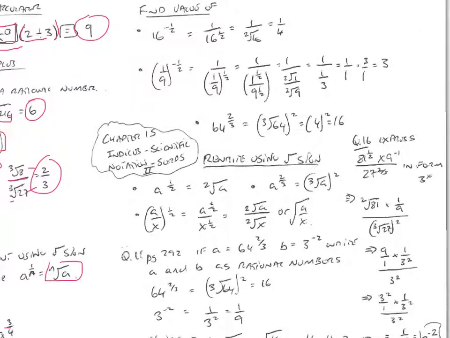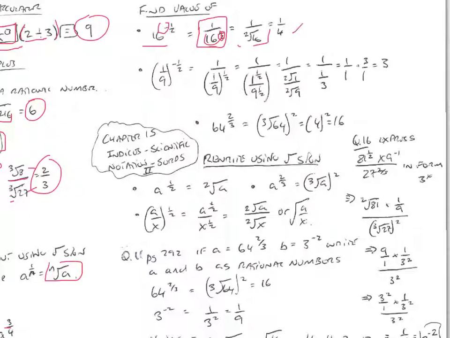And find the value of 16 to the minus a half. Well, get rid of the minus sign by invoking the rule that a to the minus n is 1 over a to the plus n. That's here. And that's the same as the nth root of a, which is the square root of 16, is equal to 1 over 4.